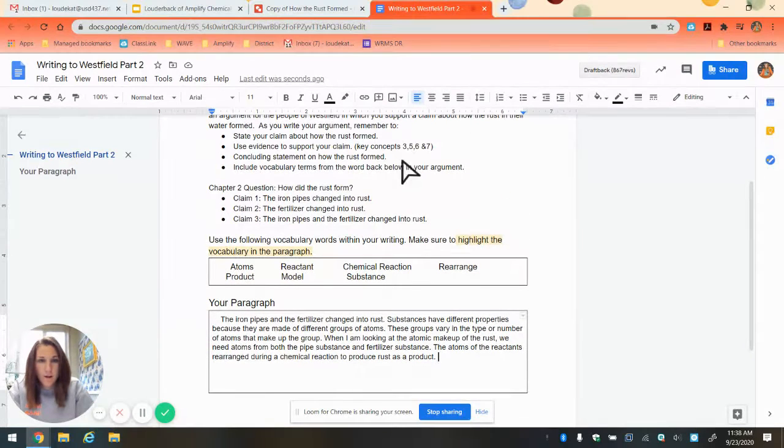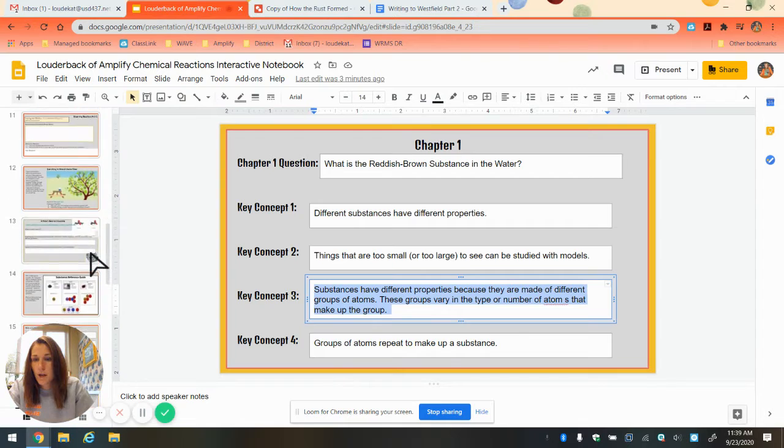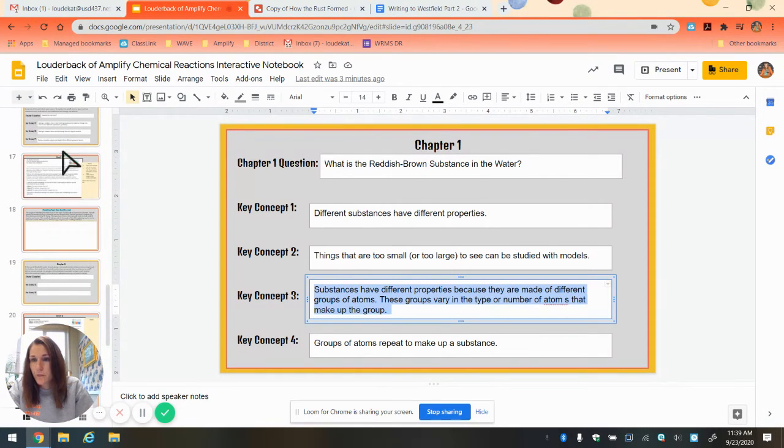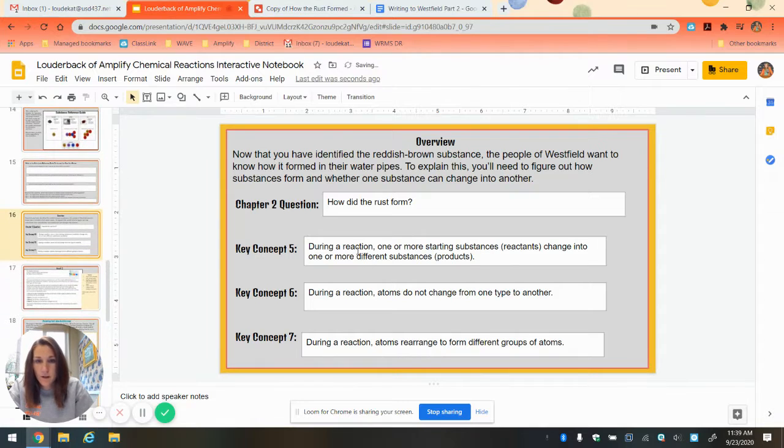It flows well. Now I need to make sure that I include also key concepts 5, 6, and 7. So you see how I keep going back to these dots here, these bullet points? That's the important stuff that I need when I'm grading your assignments. So key concepts 5, 6, and 7. So I'm going to go back to my Amplify notebook, and this time I'm going to go to slide 16.